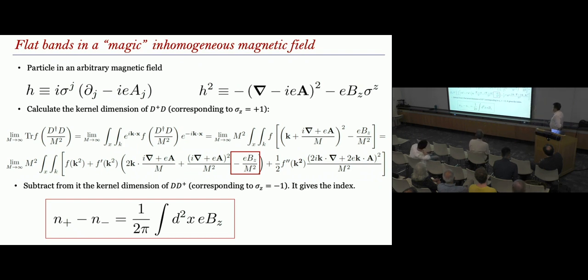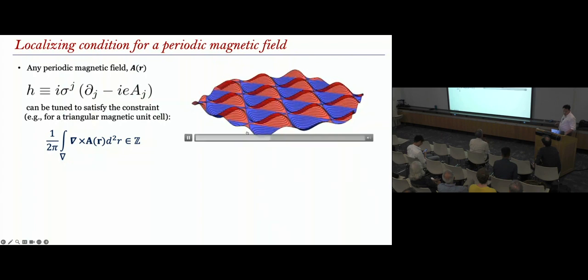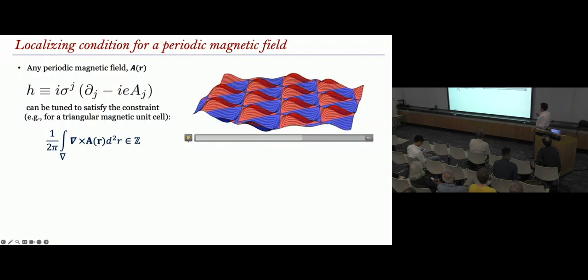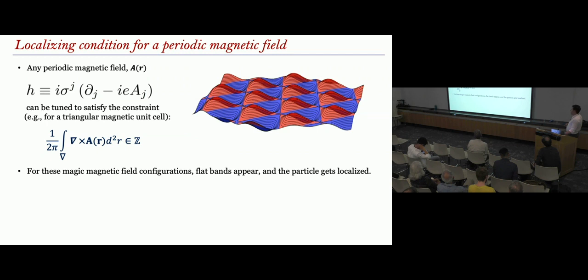So the message here is the following. If you have an inhomogeneous, let's say periodic, magnetic field, or actually any magnetic field, and you're interested in having a flat band, you basically have to quantize the flux of the magnetic field. If it's periodic, it's going to be through the unit cell, but otherwise through the entire space. So you can take any magnetic field you like, fix some random, but periodic, configuration, with these triangles being repeated. It can be tuned to satisfy this constraint, which means it will lead you to flat bands if you quantize the flux of the magnetic field through these triangles. You can say that it's a magic magnetic field configuration.